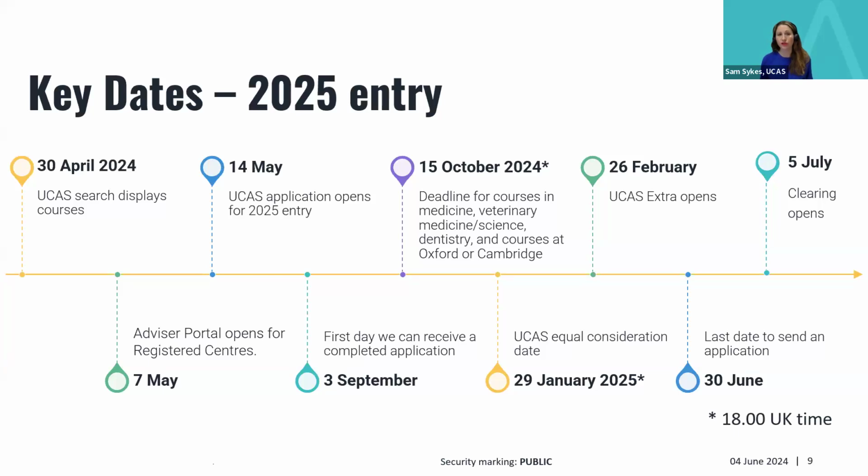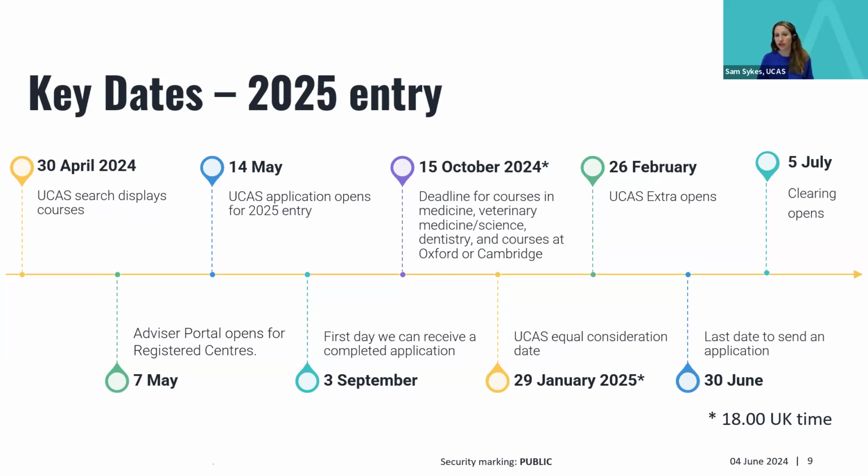I just wanted to remind everybody of key dates for the 2025 cycle. The search tool for courses went live on the 30th of April. Advisors and our registered centres were able to start setting up their registered centre from the 7th of May. The cycle went live on the 14th of May. And the first date that applications can be sent to UCAS will be the 3rd of September.